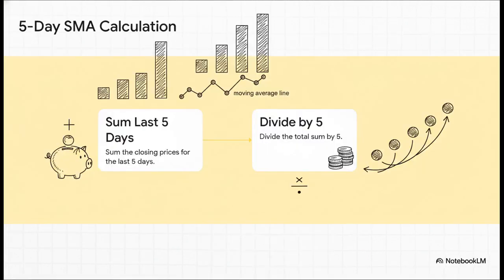And the math behind it? It's incredibly straightforward. You just add up the closing prices for whatever period you're looking at, in this case 5 days, and then you divide by 5. Simple as that, right? That gives you 1 point on the line. Then, the next day, you do it all over again with the newest data. You get another point. Connect all those dots and bam, you've got your moving average.